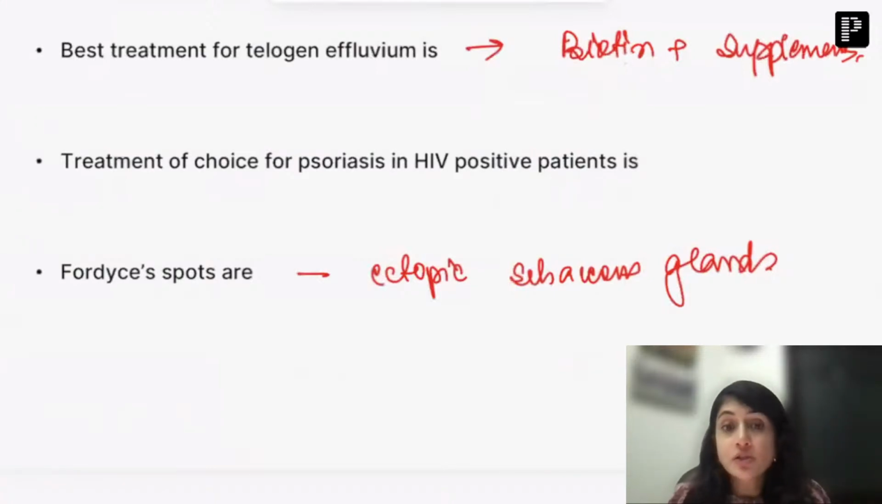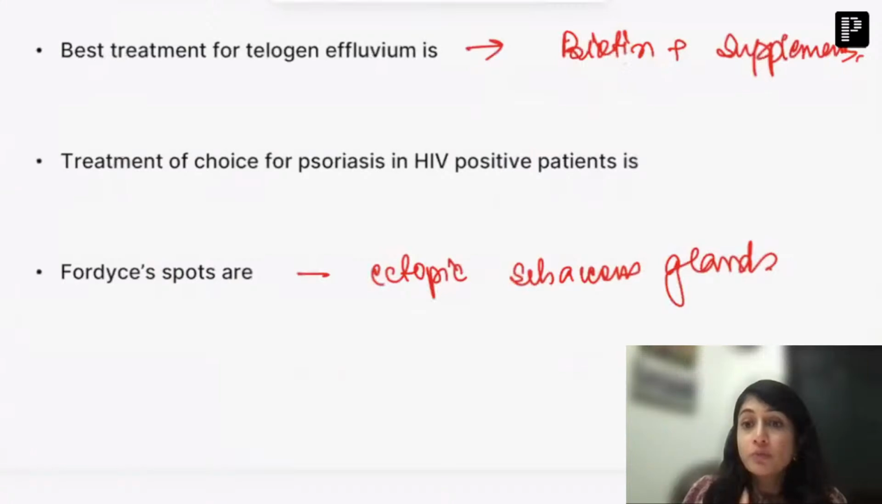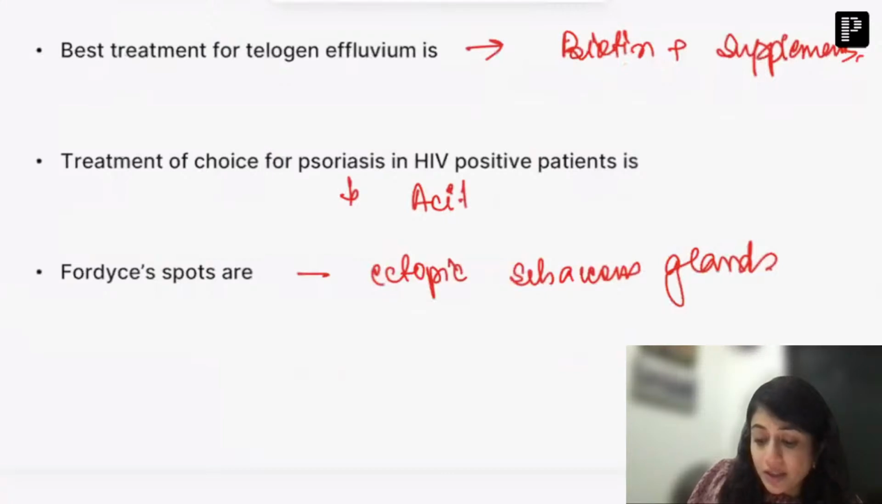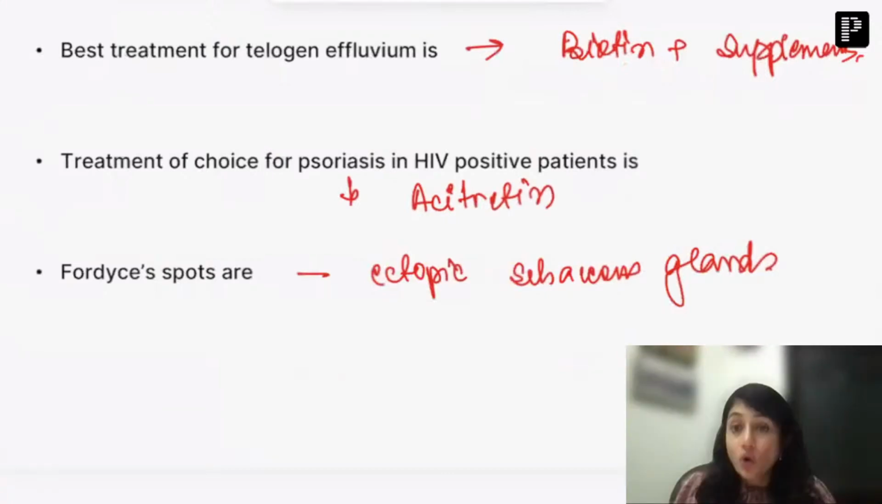Biotin. What is the treatment of choice for psoriasis in HIV positive patients? If a patient is HIV positive, you do not use methotrexate, you do not use other drugs, you only use acitretin here because it is not an immunosuppressant. So acitretin is my drug of choice in patients of psoriasis who are HIV positive.